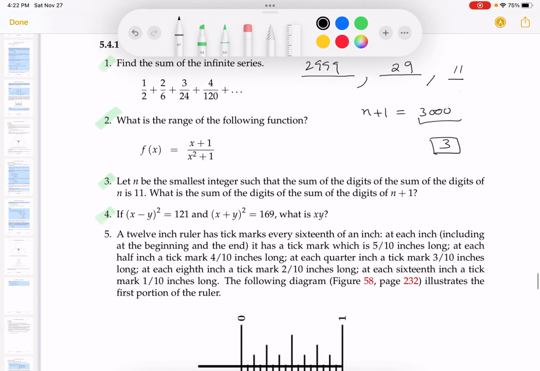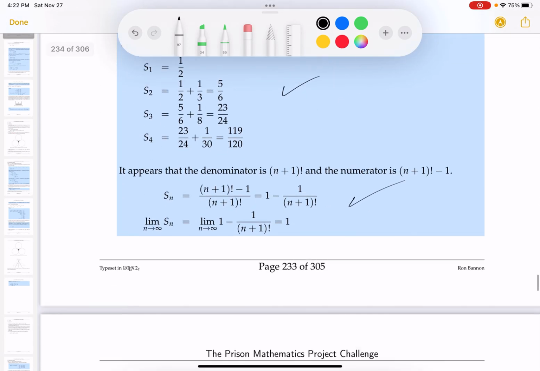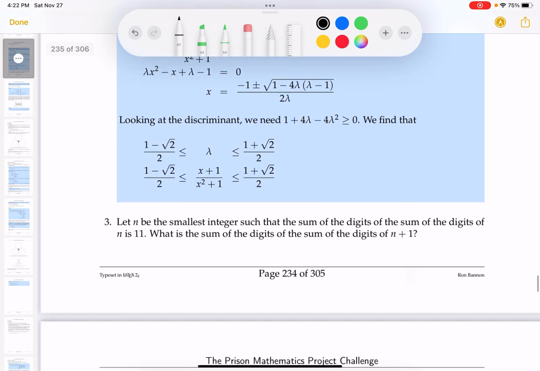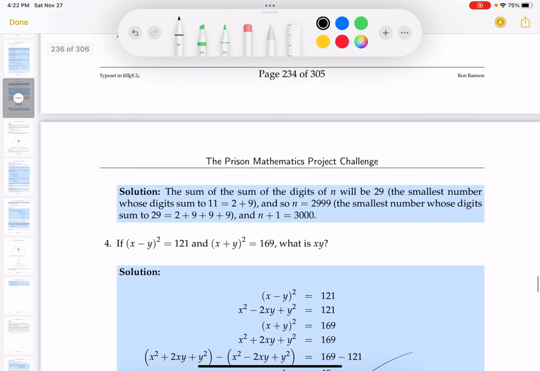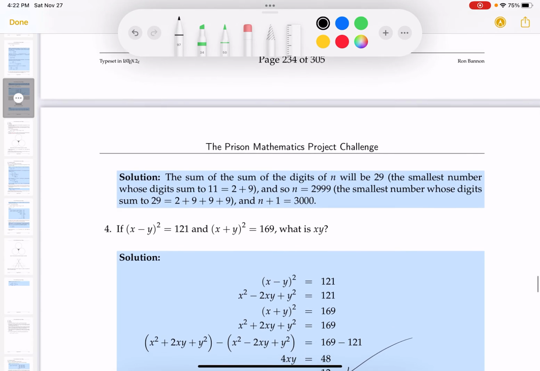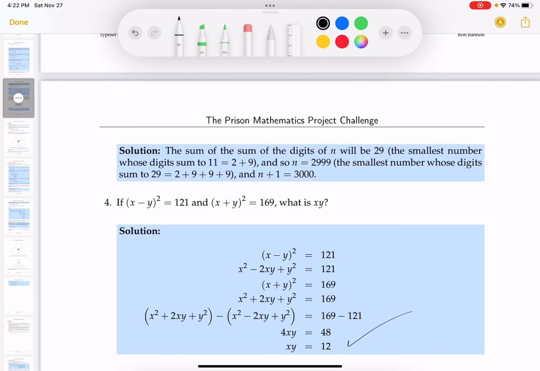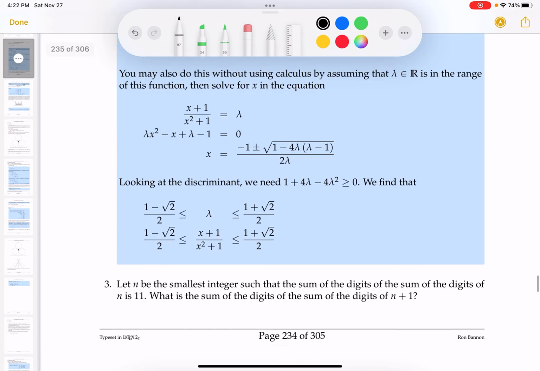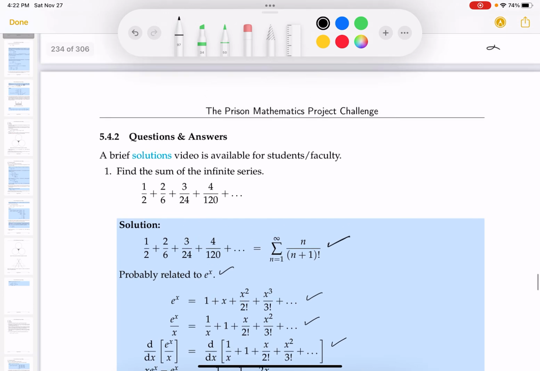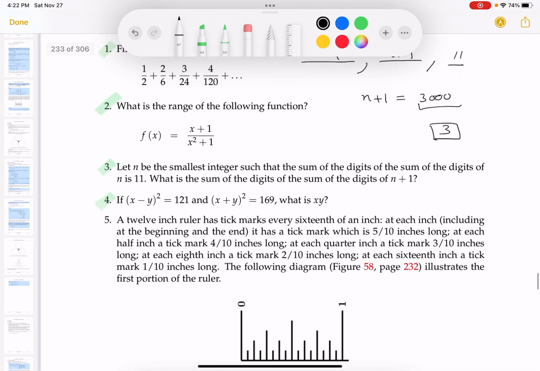All right, let's take a look. This is problem number 3. Let's see what they did. The sum of the digits of n will be 29. The smallest number whose sum of the digits is 11 is 2 plus 9. And so n is 2999. I think I wrote that down. The smallest number whose digits sum to 29. N plus 1 is 3,000. By the way, I forgot to write down the answer is 3. The sum of those digits is 3. I just forgot to write it down. Happens sometimes. I think we did okay.